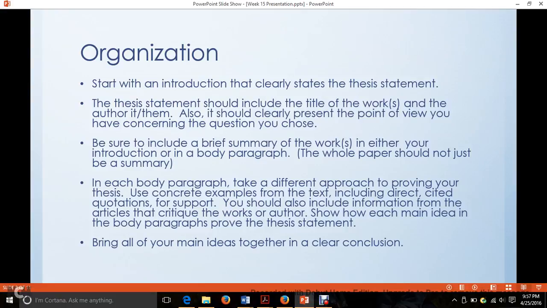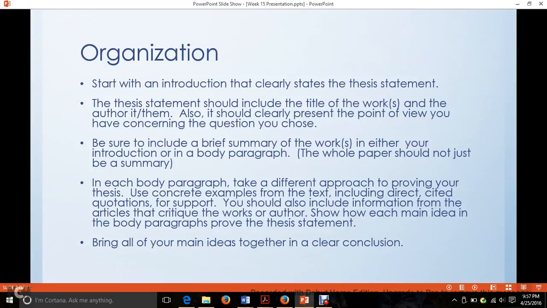So be sure to include a brief summary of the works. Now, I don't want the whole paper to be the summary, but you need to include the summary because that will help set the tone for the rest of your paper. Now, you can include the summary in your introductory paragraph. You can include the summary in one paragraph in the body of your paper, but it needs to be there at some point. I suggest toward the beginning.